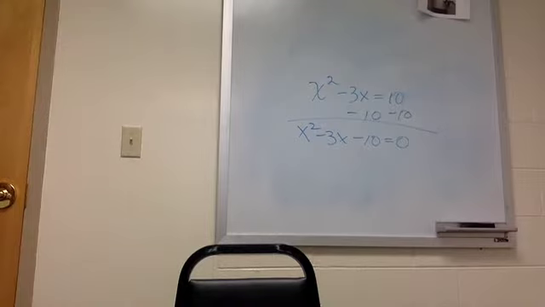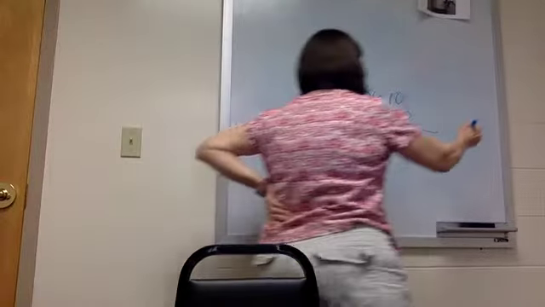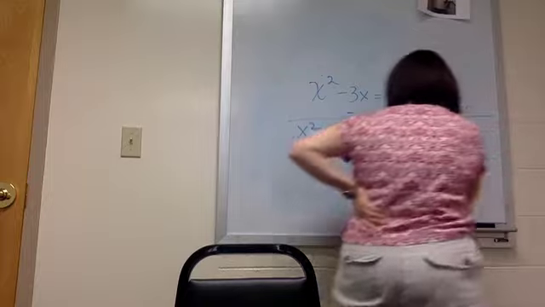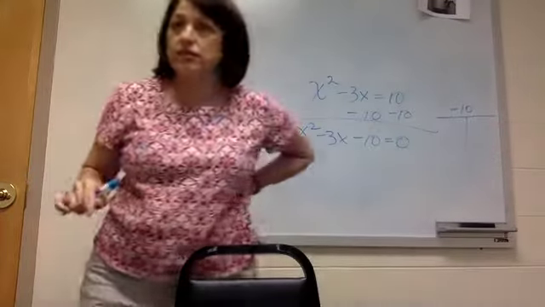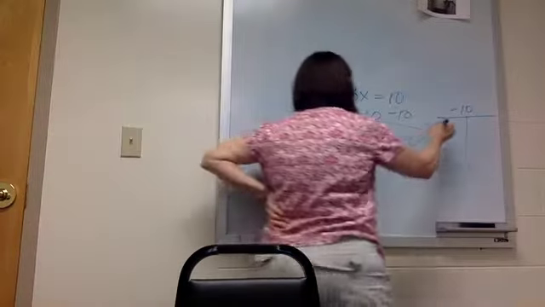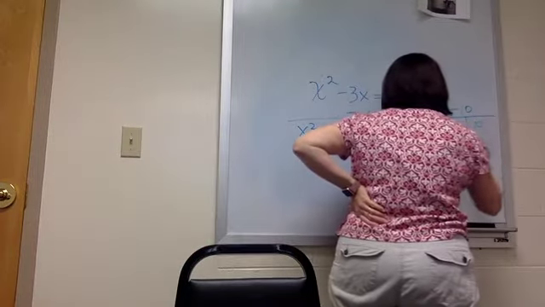All right, so what's my next question? I've got to ask myself, what are the factors of negative 10 that combine into negative 3? Whichever one is furthest away from 0 is going to have to be negative, because this combines into a negative. So what are my choices? I've got 1 and 10. That's not going to do it, right? What's the next one? 2 and 5.